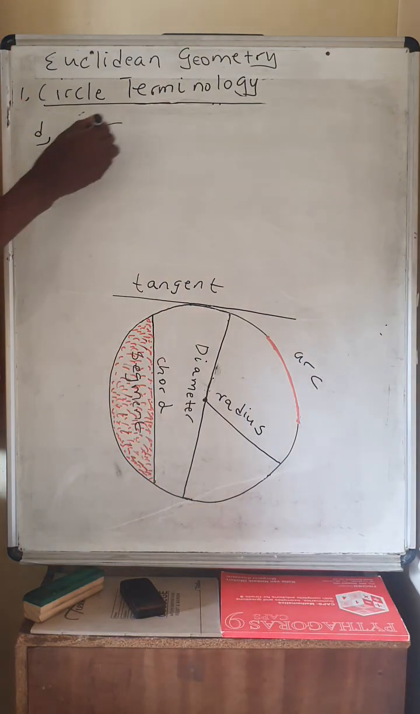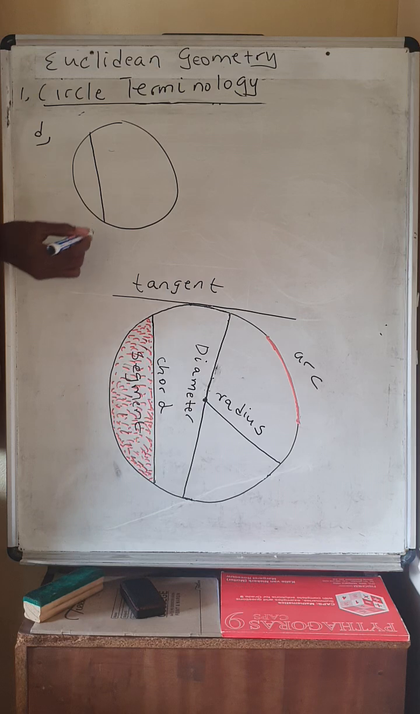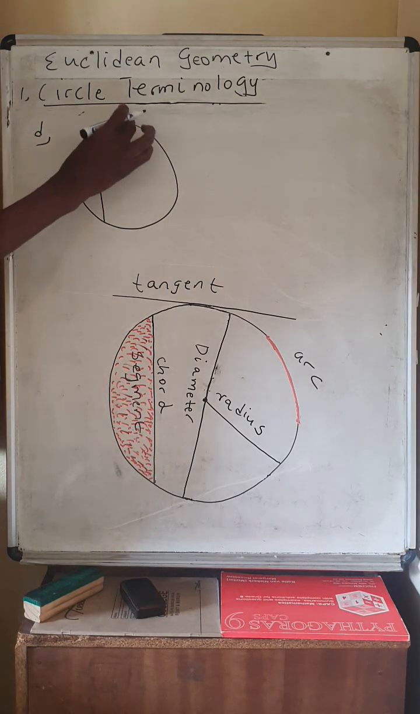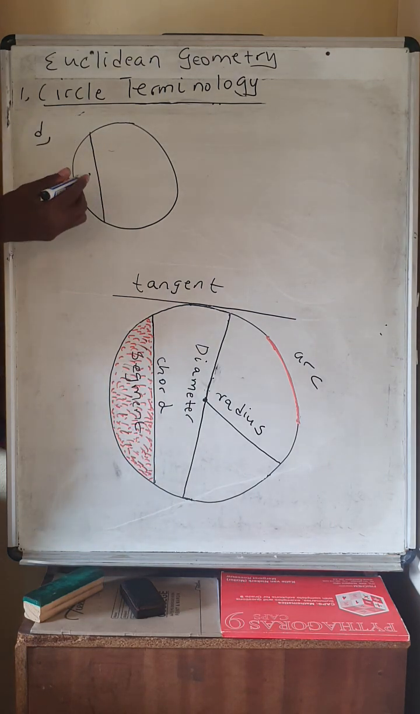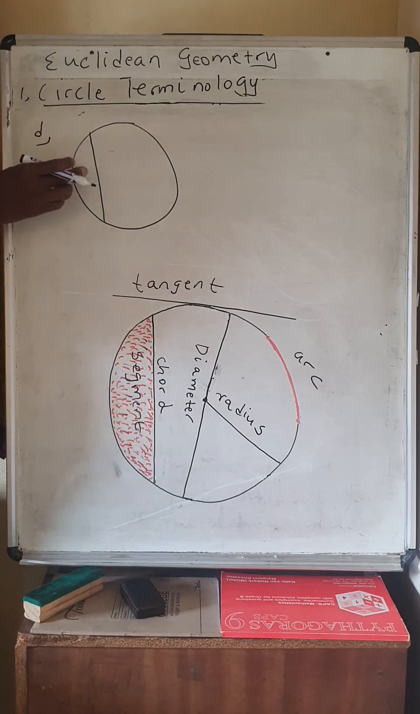If you look at this, it doesn't matter how the chord is drawn. I can draw a chord like this. This thing is a chord. Every time a chord is drawn, it will divide or cut a circle into two pieces. So you can see this chord is now cutting my circle into this piece and this piece. Can I call this a segment? Yes. Can I call this a segment? Yes, because both are portions of circles that are cut off by a chord.